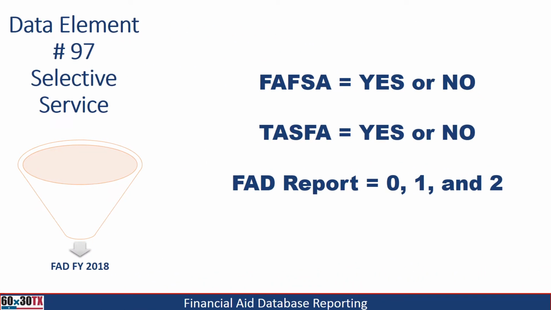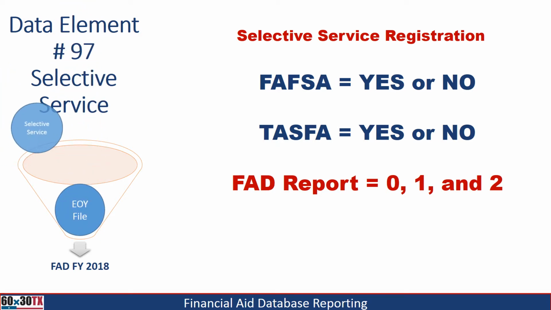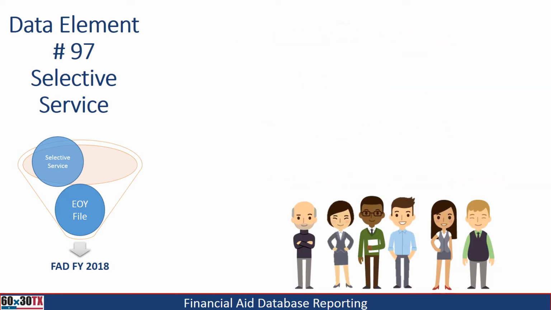Data element number 97 reports the status of a student's selective service registration. Unlike the FAFSA or the TASFA, which require a yes or no response, the FADS data element has three options: 0, 1, or 2. This aligns with the prior responses reported on the end-of-year files. The 0 allows a state to designate a student as eligible for state aid who is exempt from selective service requirements. 0 equals not applicable, unknown, or exempt.